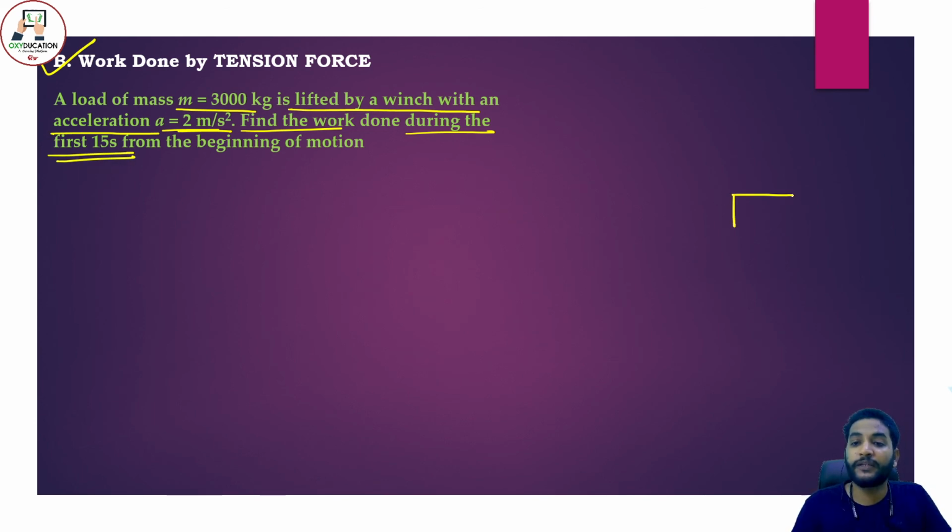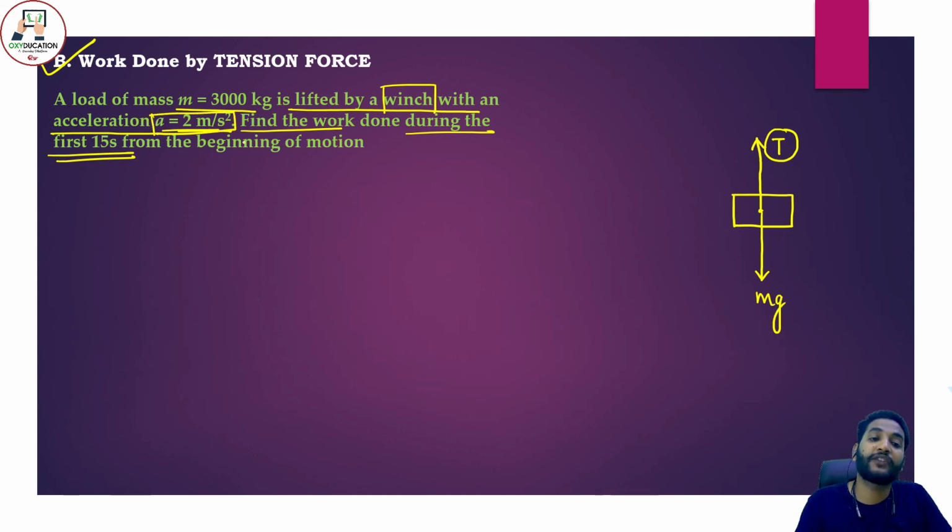Okay, suppose this is the body. A force is applied by a string. Let's suppose, since the word winch is used here, there is no need to take tension separately. Now this force T is responsible to move this object in the upward direction, but this object must have a weight in the downward direction. But still it is moving with an acceleration a in the upward direction, right? This is the condition.